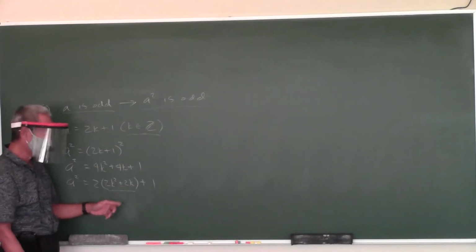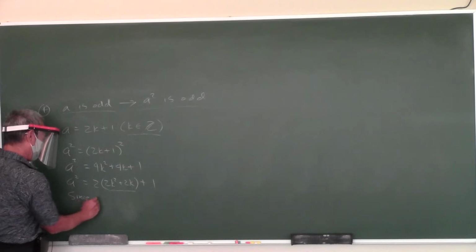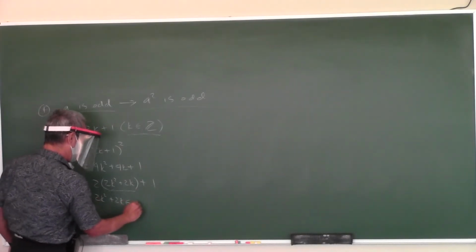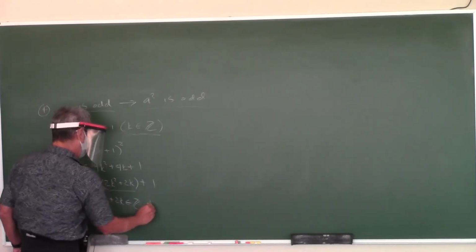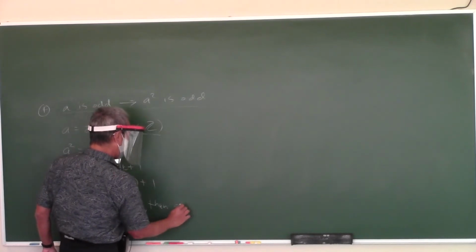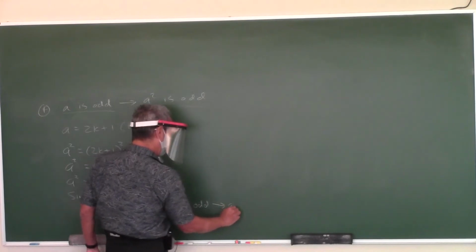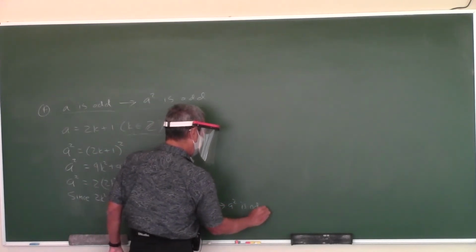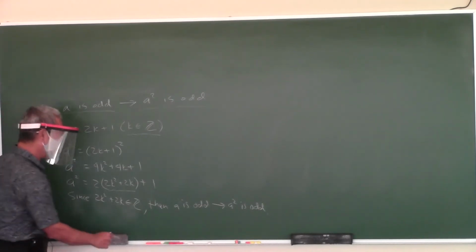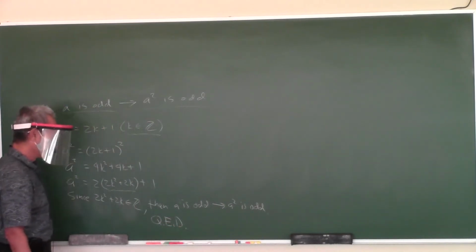And addition. So, if you look at my written solution, it says since 2k squared plus 2k is an element of the integers, then you can say, if a is odd, then a squared is odd. And that would complete the proof. And what do we do when we finish the proof? Quod erat demonstrandum. That's it.